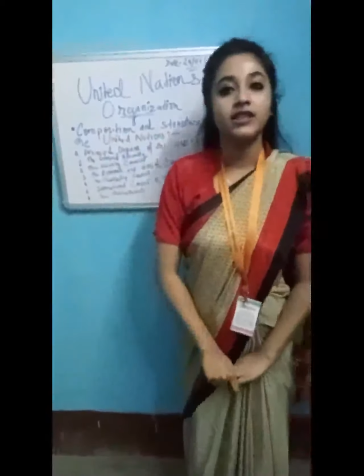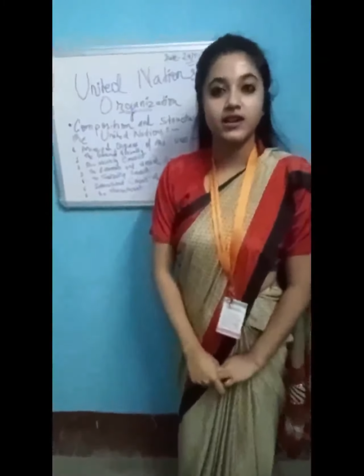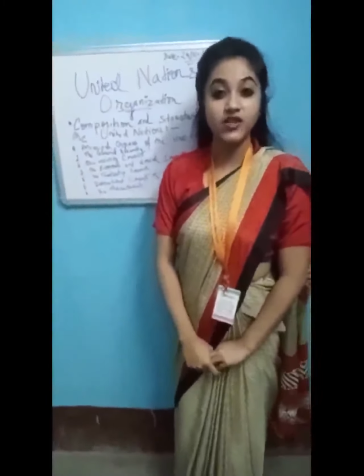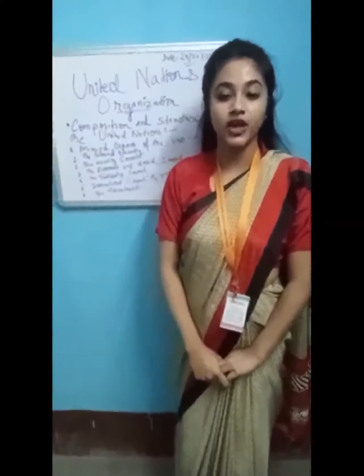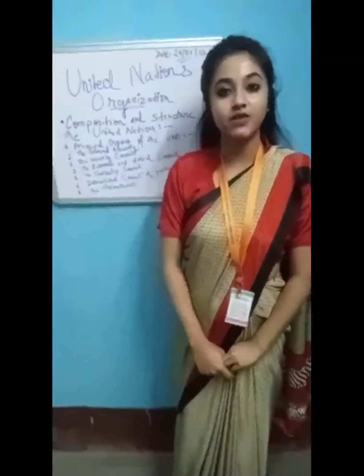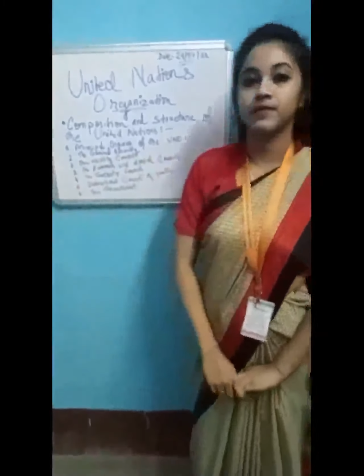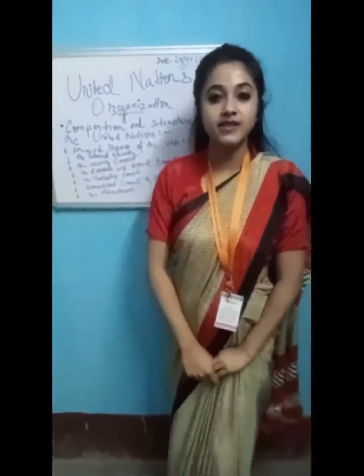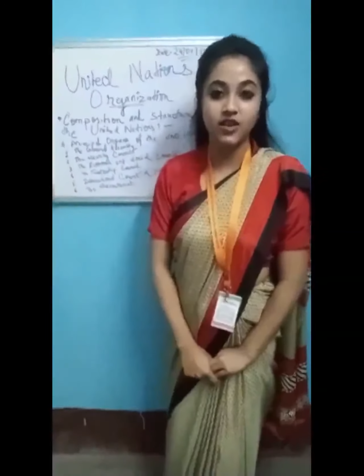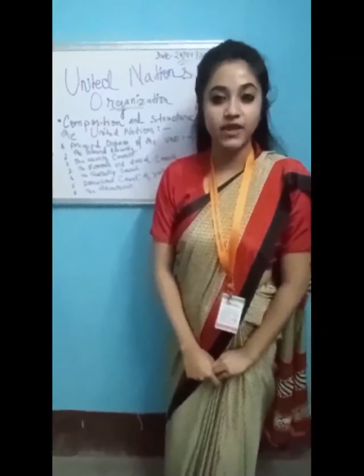The third point that I am going to discuss is the composition and structure of the United Nations. The UNO Charter has a preamble and 111 articles. First, I am going to discuss the principal organs of the UNO. Article 7 of the UNO Charter provides for 6 principal organs.